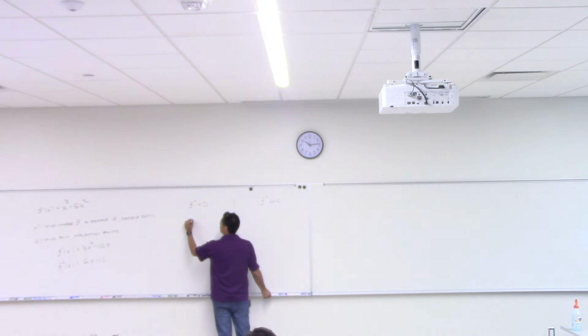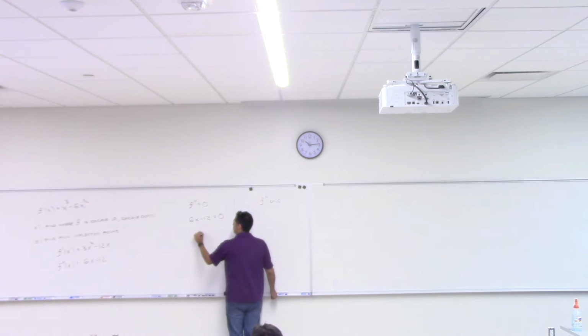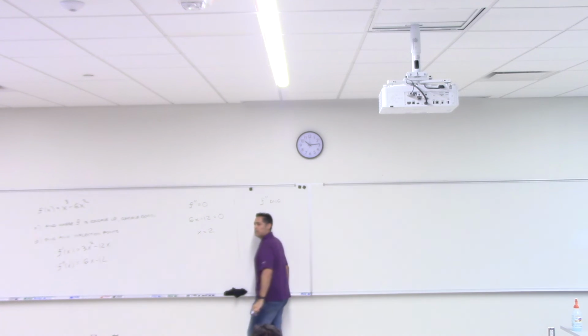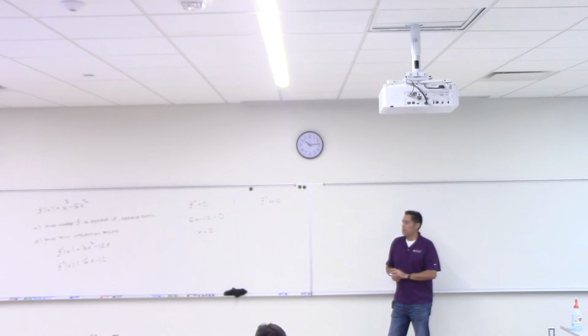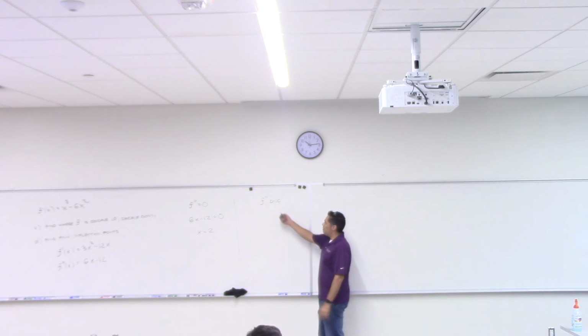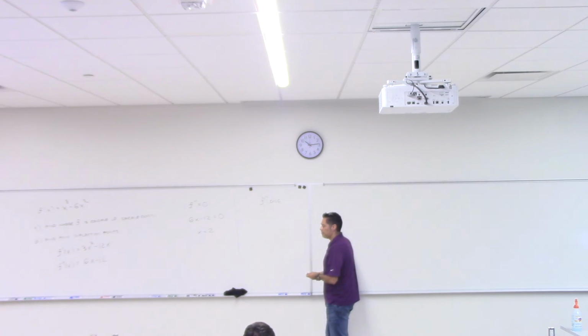So where's the second derivative 0? Set it equal to 0. x is 2, right? Add 12, divide by 6. Does this ever not exist? No. So no problems here, right? Any questions?